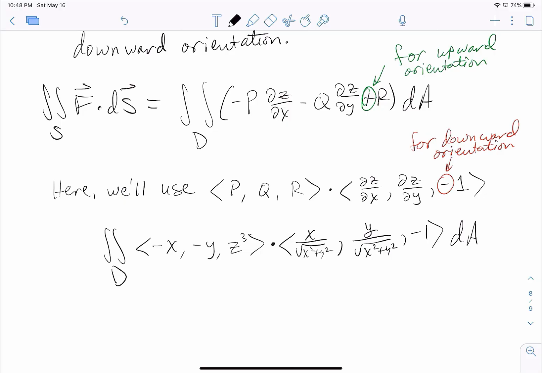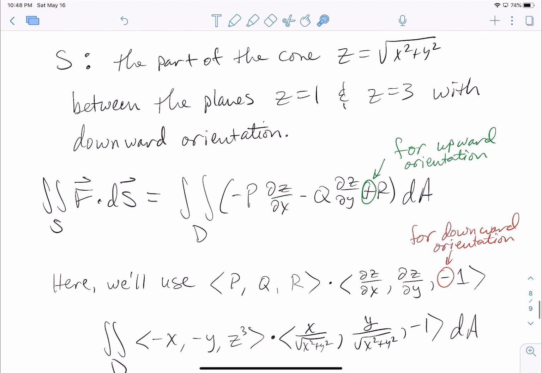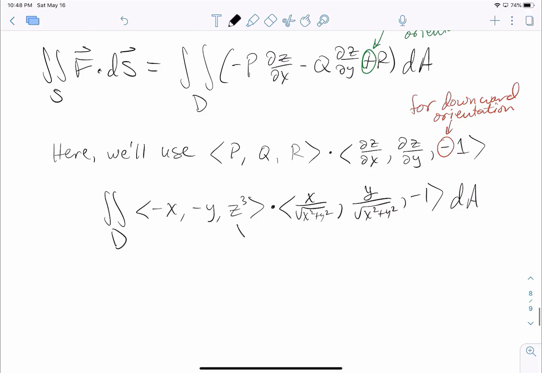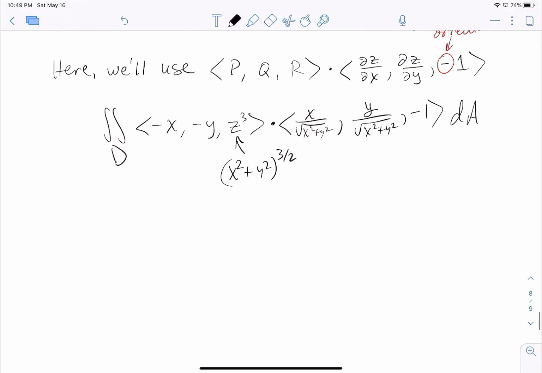All right. Now we have kind of an issue here, because dA has at most 2 variables. We know we have x's and y's, but here we have a z also. So for z cubed, we're going to go back to the fact that z is the square root of x squared plus y squared. So that will replace z cubed. It'll actually be x squared plus y squared to the 3/2 power. We'll form the dot product, but we still need to figure out dA, which order, and our region D.